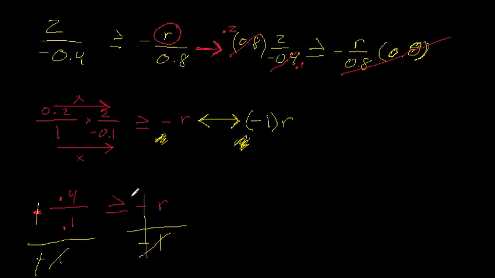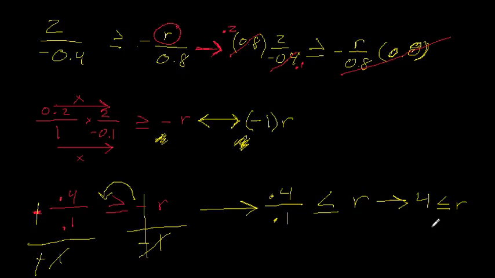But again, when you divide or multiply inequalities by a negative number, you have to flip the inequality symbol. So now you end up with 0.4 over 0.1, flipping the inequality symbol, is less than or equal to r. And the final step here, 0.4 over 0.1 ends up being 4, is less than or equal to r. Or r is greater than or equal to 4.